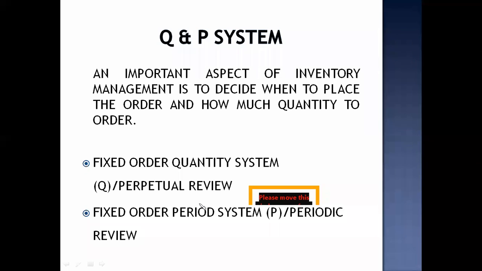So this Q and P system, here you can see fixed order quantity system, fixed order period system. That is the meaning of it. Q means quantity, P is for period. Fixed order quantity, fixed order period. So fixed order quantity, every time the quantity should be the same. Today I am placing an order of 1000 units. Tomorrow also I can place the order of 1000 units only. I cannot increase the quantity.